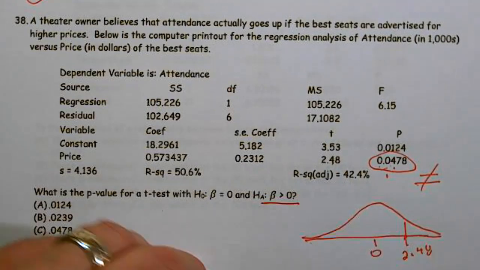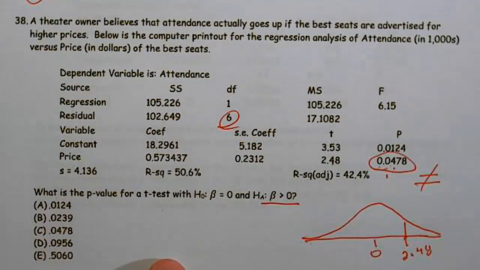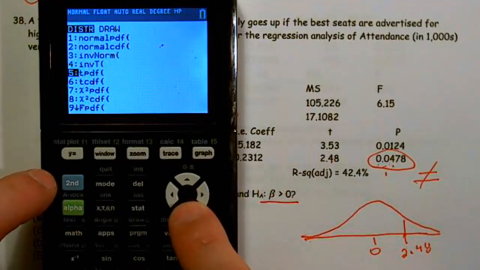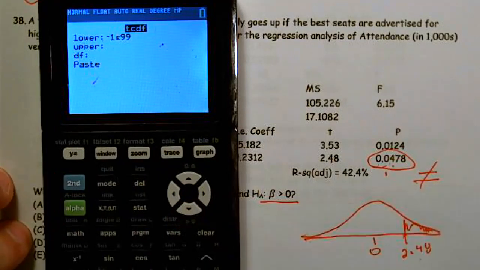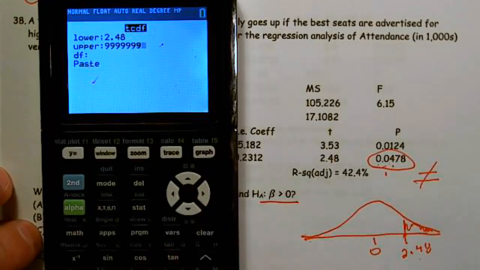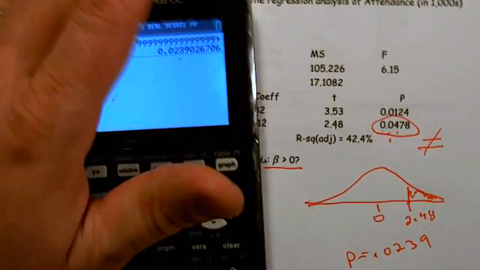All right. So let's go back. And we have 6 degrees of freedom. So let's go to a tcdf. Second vars, tcdf, lower bound, because we're interested in going this way, is 2.48. Upper bound, infinity. Degrees of freedom happen to be 6. So that means my sample size must have been 8. And what do I get? I end up getting a p-value of 0.0239.